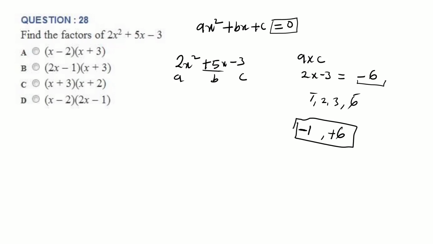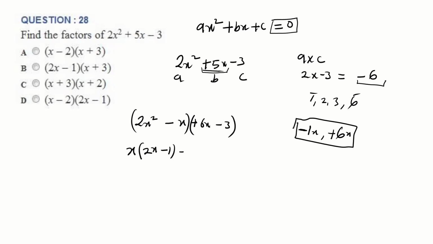So we come back to our question: 2x squared, and now we replace 5x with this expression, minus x plus 6x, minus 3. Now we put them into brackets and factorize. We have x common in the first pair, so this is x times 2x minus 1.